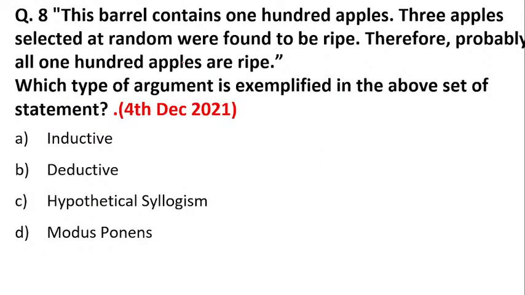Now this is a very nice question. This barrel contains 100 apples. A barrel you can think of as nothing but a container. This barrel contains 100 apples. Three apples selected at random were found to be ripe. Ripe means they are ready to be eaten, they are not raw. The opposite of raw is ripe. Therefore, probably all 100 apples are ripe.